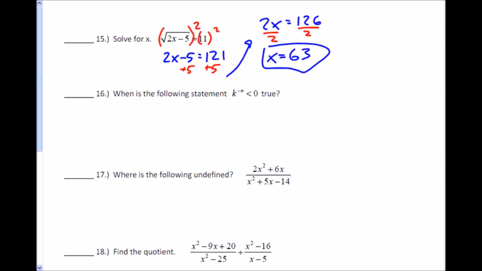The next one says, when is the following statement true? When is k raised to the negative n power less than 0? Really, it has nothing to do with the n value itself. There's no n value that would make this thing negative, because that's what being less than 0 means. Really, the k value would have to be less than 0 to begin with. So k would have to be negative.